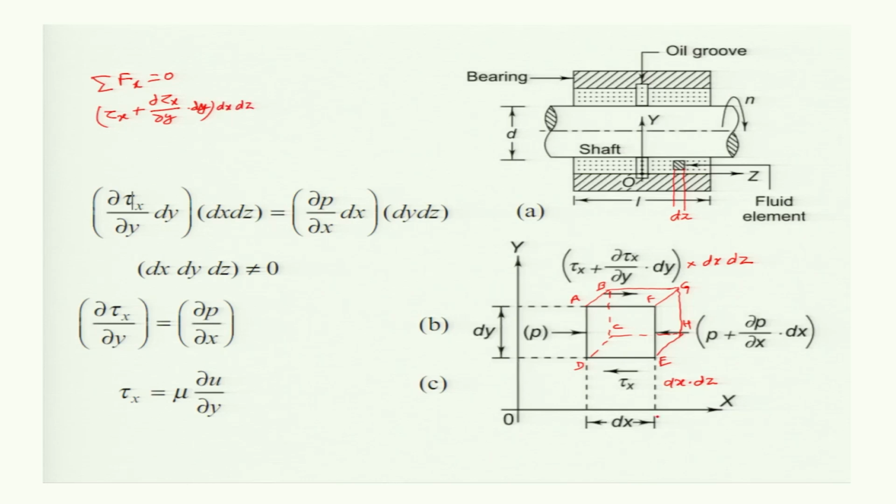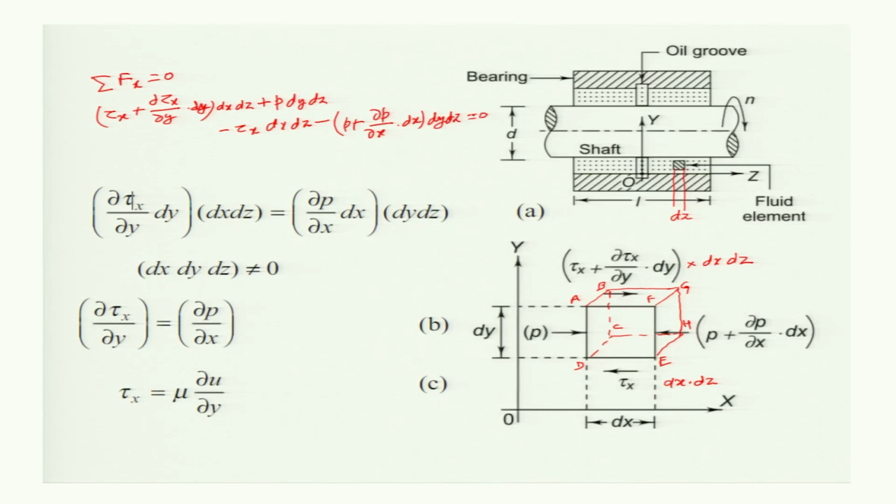This is acting in a positive x direction, and another force which is acting in the positive direction is P multiplied by dy dz, and in the negative direction the force is tau x dx dz minus P plus del P over del x dx multiplied by dy and dz, and that should equal 0.